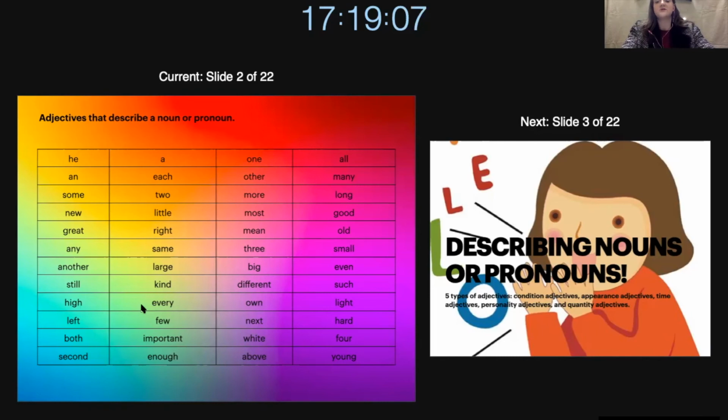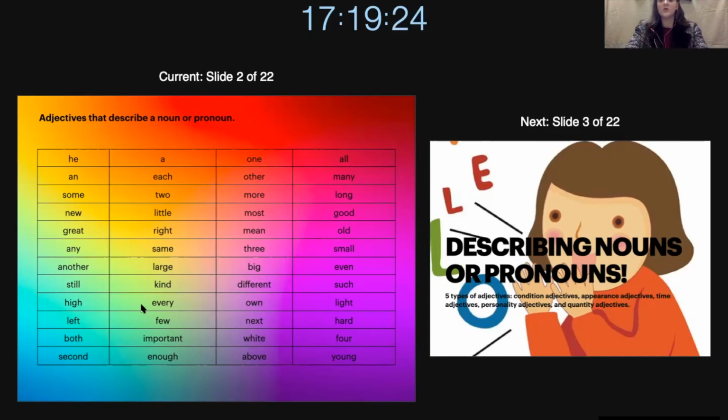Then we also have every. So every is including all the things in a group. So I would like every pen that you have. Then you have to collect all the different pens, and this is every pen that I have. So then you give it to the person.